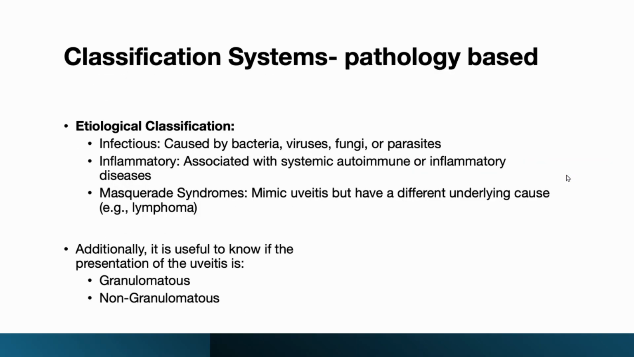So that was how you would classify uveitis anatomically, and then you can also do it based on the pathology of the underlying cause. So is it infectious, non-infectious? Is there a masquerade syndrome?